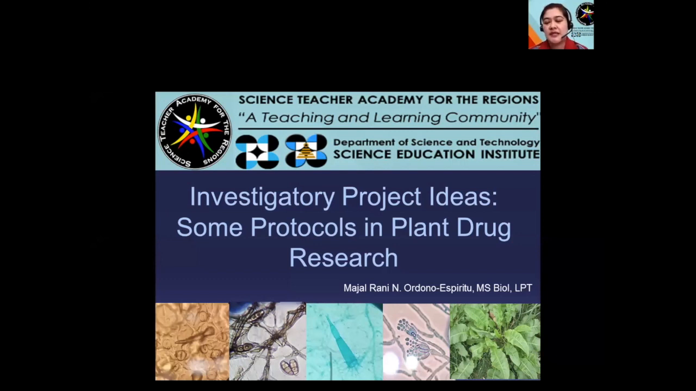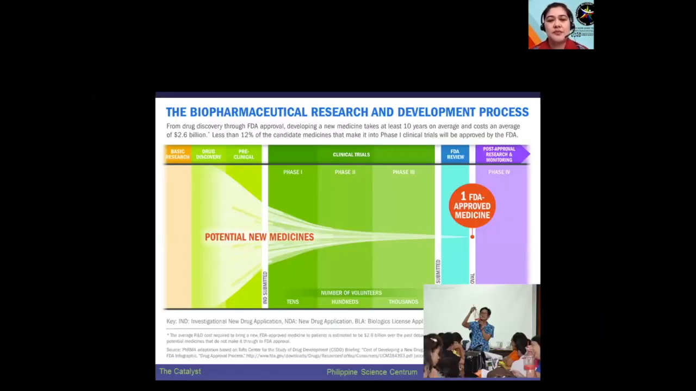So since it's a race against time, then we teachers should already have an active role in this. So if we try to look at this process, this is the entire drug research and development process. So you would see that dito sa umpisa, basic research, dyan po tayo papasok. Dito po tayo sa basic research papasok. There would be thousands of different candidates na mga herbal plants dito. And then, dadaan po ito sa sangkaterbang proseso. Almost 10 years po ang pag-develop ng iisang klasing gamot.